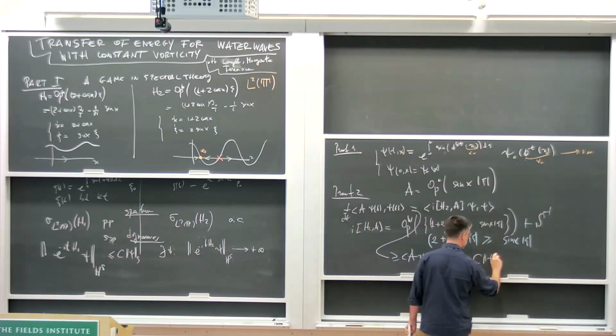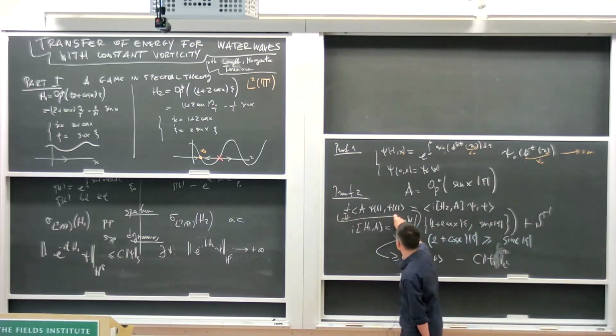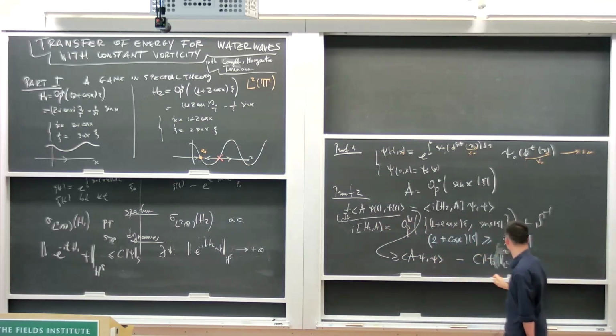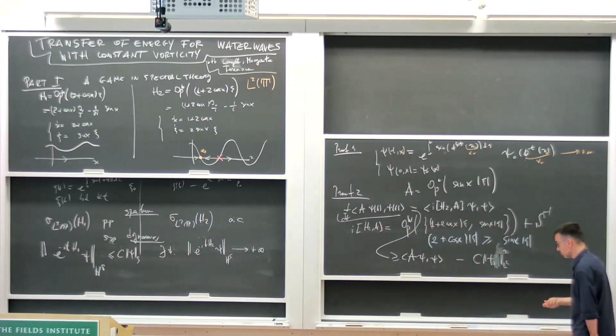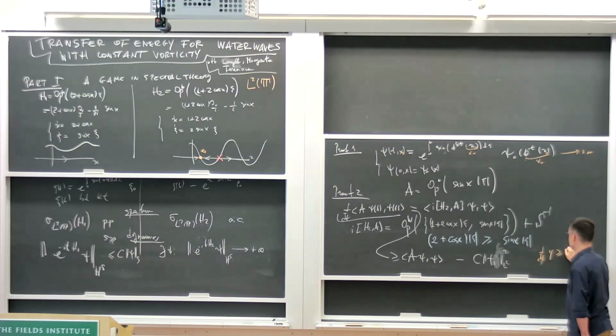So let me put just C times the norm of psi squared, the norm of the solution psi(t) squared in L2. But the L2 norm of the solution is preserved, so here I can put the initial datum psi 0. Fantastic. What I find is that this quantity (A psi, psi) fulfills an equation of the first order. Actually, it is a supersolution of the equation d/dt y equal to y minus C norm of psi 0 squared.